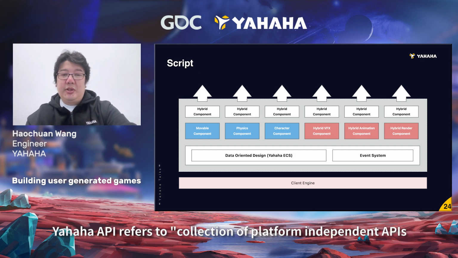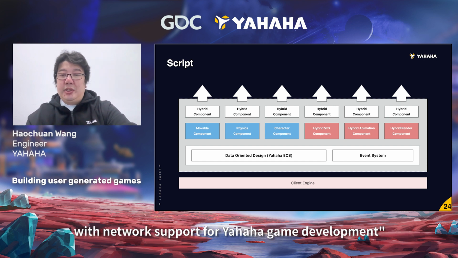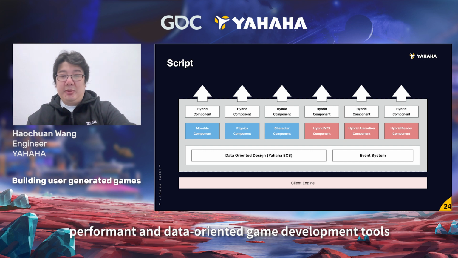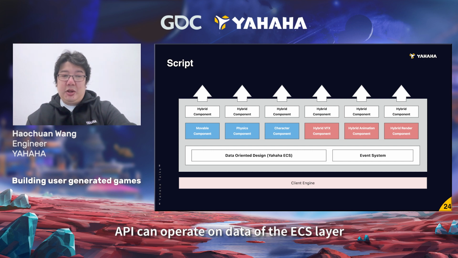Yahaha API refers to a collection of platform-independent APIs with network support for Yahaha game development. It aims at providing structured, performant, and data-oriented game development tools. The API can operate on data of the ECS layer through the hybrid component interface.